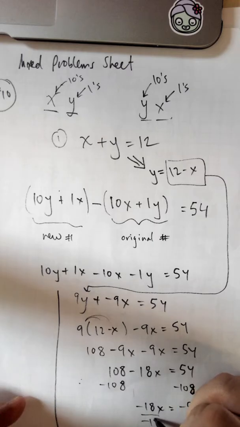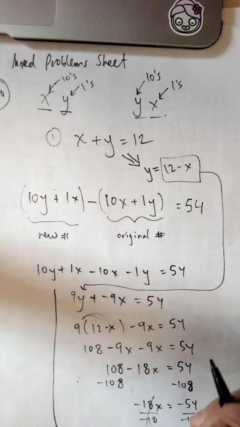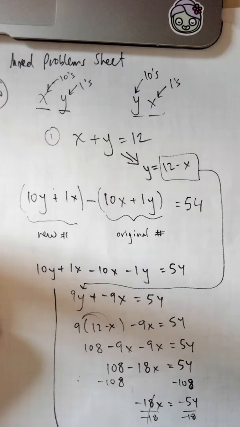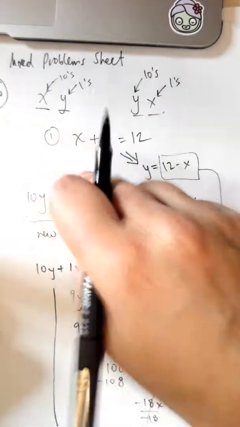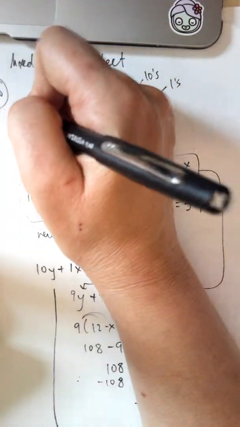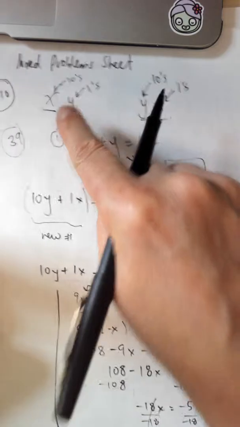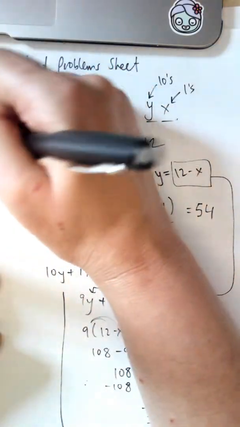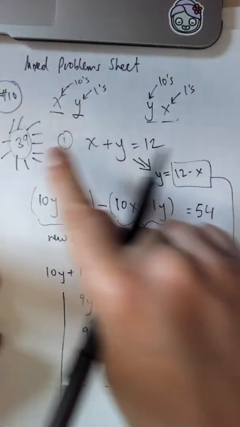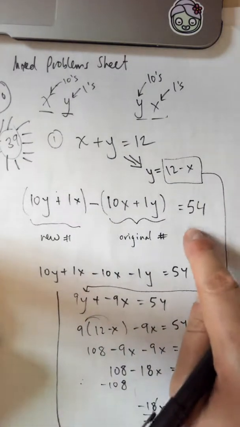And then we divide both sides by negative 18. So x equals, it should be 3, right? A negative divided by negative is a positive, x equals 3. So what do we know? If x is 3, then y is 9. So that original number is 39. X, y, 39. So that's the original number. And if they were flipped, 93 minus 39 is 54.